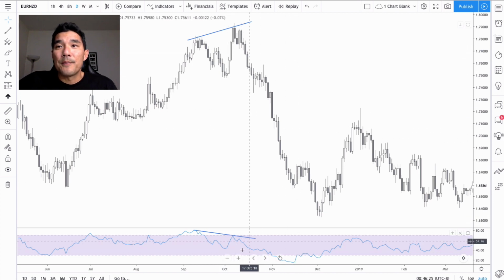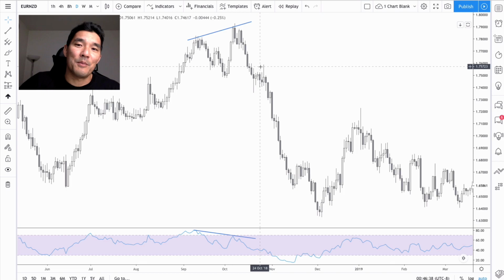So once price hooks, which is this close here, you can see the hook form, right? And then that would be on this candle, so you would sell right here, stop would go above here, and you'd have a 1R profit target, just like before.